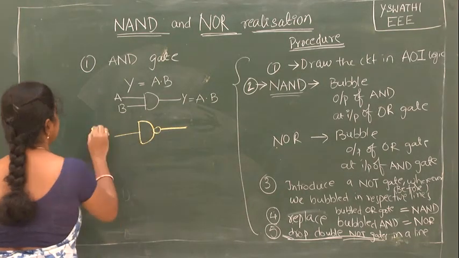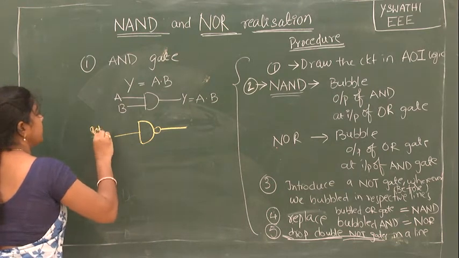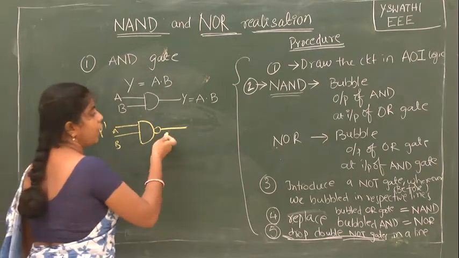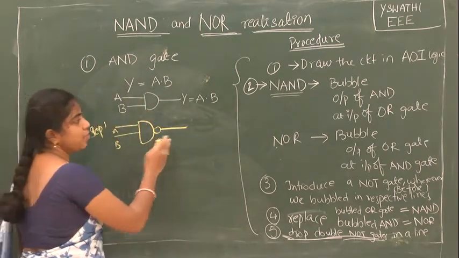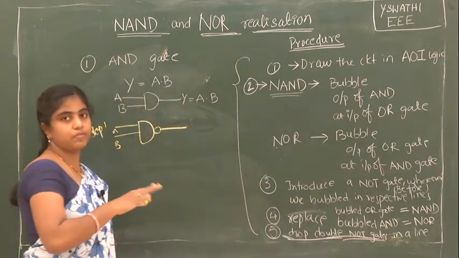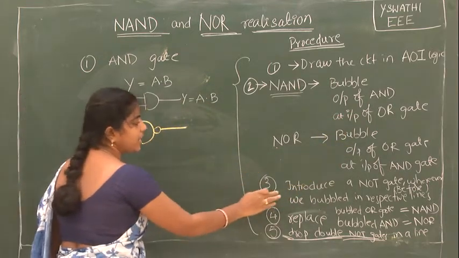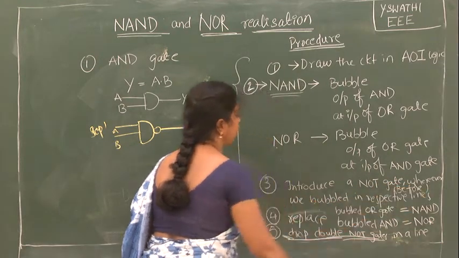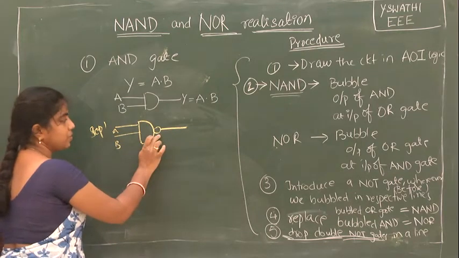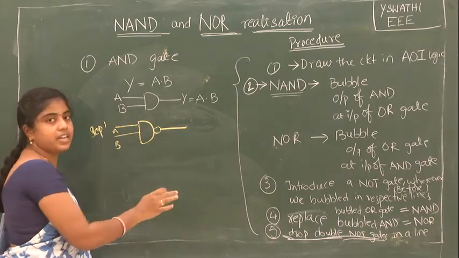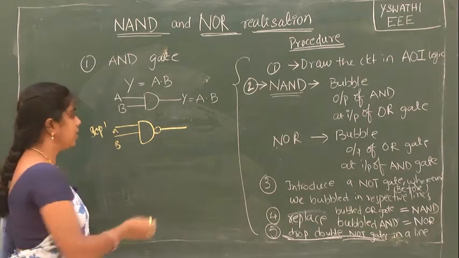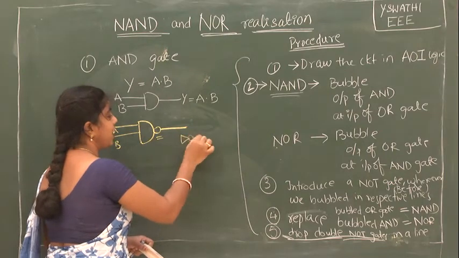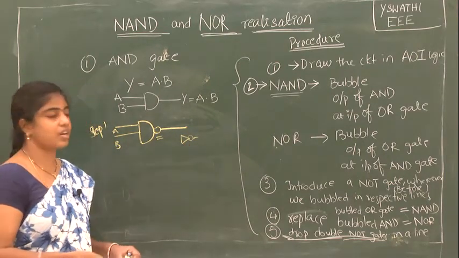The first step, step 1: A, B are inputs. I bubble the output of the AND gate. And there is no OR gate, so I didn't bubble the inputs of OR gates. In the next step, introduce a NOT gate wherever we bubbled in the respective lines. So I bubbled here, so I have to introduce a NOT gate here. Why? I bubbled, which means I inverted already. If I place a NOT gate here, I invert it again, so it doesn't change the functionality.